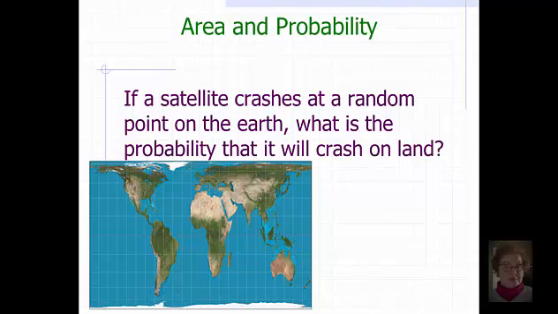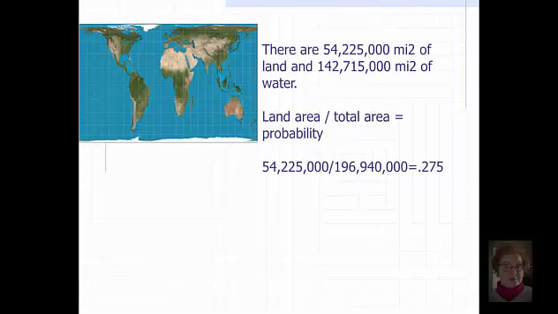Now, this happens to be a Peters projection, which may look a little bit different than the flat maps you're used to seeing. What this does is this talks about true land area. So you can do a little research on the Peters projection if you are more interested in that. But we know that there are a little more than 54 million square miles of land and about 142 million square miles of water. If we take the land area divided by the total area, that will equal the probability.